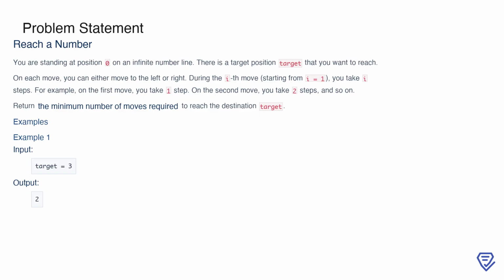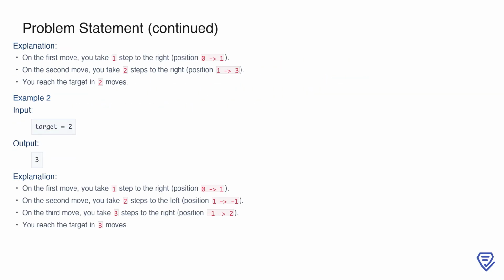Let's look at an example to understand this better. If the target is 3, the output is 2, meaning it takes 2 moves to reach the target. We'll break this down in the explanation next. For the target value of 3, the first move involves taking 1 step to the right, moving from position 0 to position 1. Then, on the second move, you take 2 more steps to the right, moving from position 1 to position 3. This gets you to the target in just 2 moves.